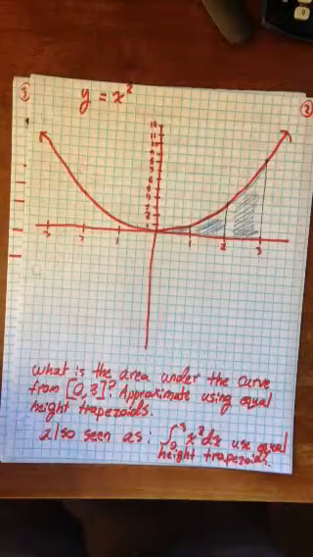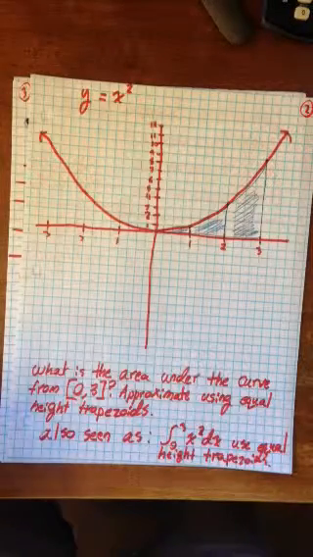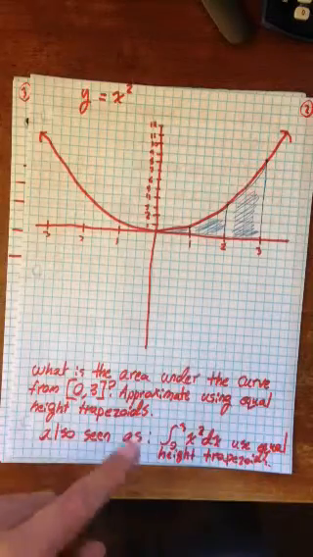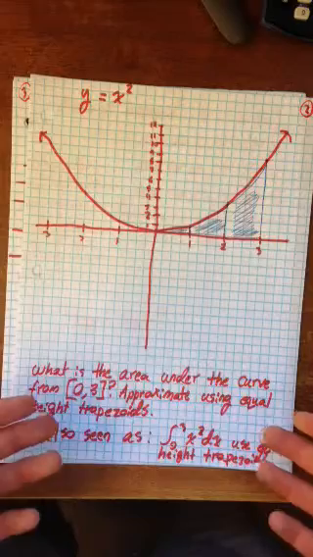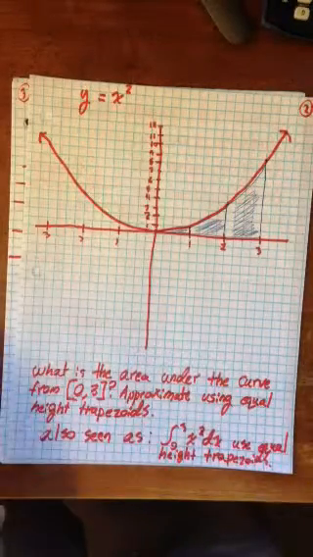The question is, what is the area under the curve from 0 to 3? Approximate using equal height trapezoids. Now, you could also see this question as the integral from 0 to 3 of x squared dx, use equal height trapezoids. Now, the College Board is going to ask either this question or that question. They both mean the same thing. Don't get tripped up by it.